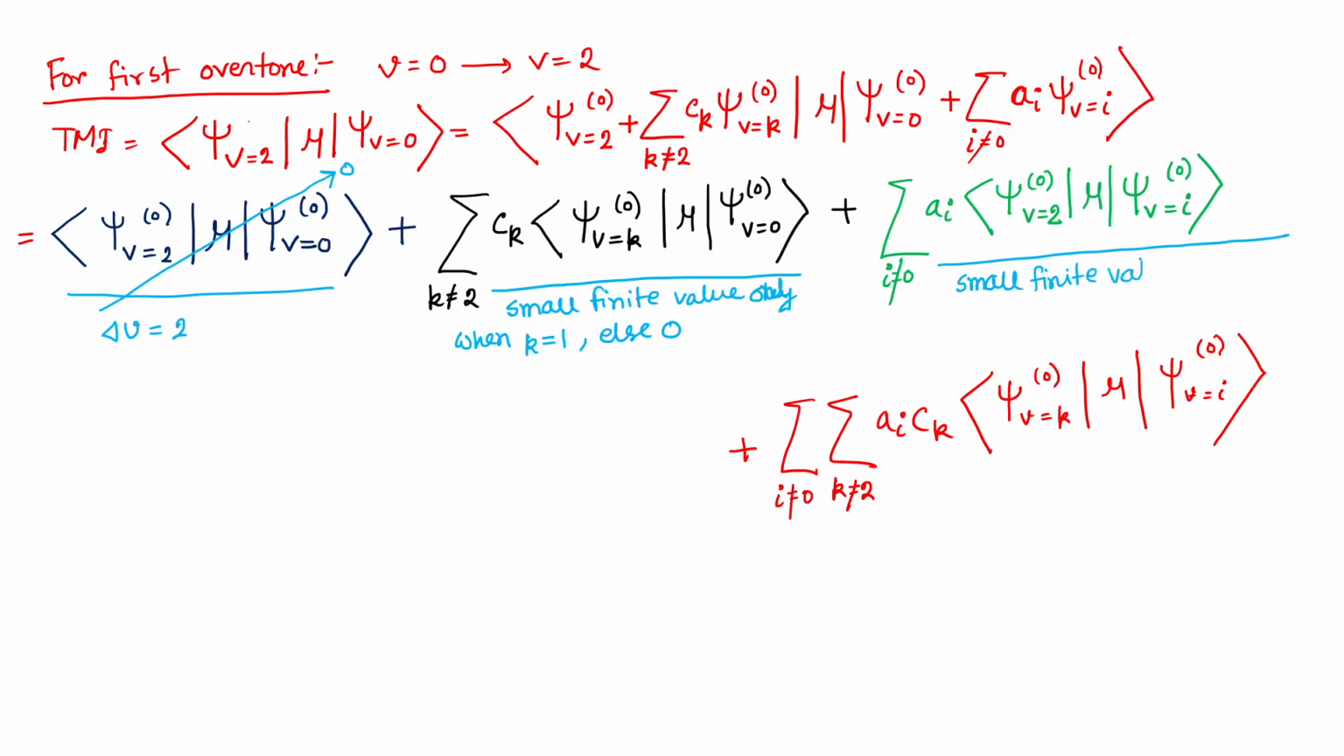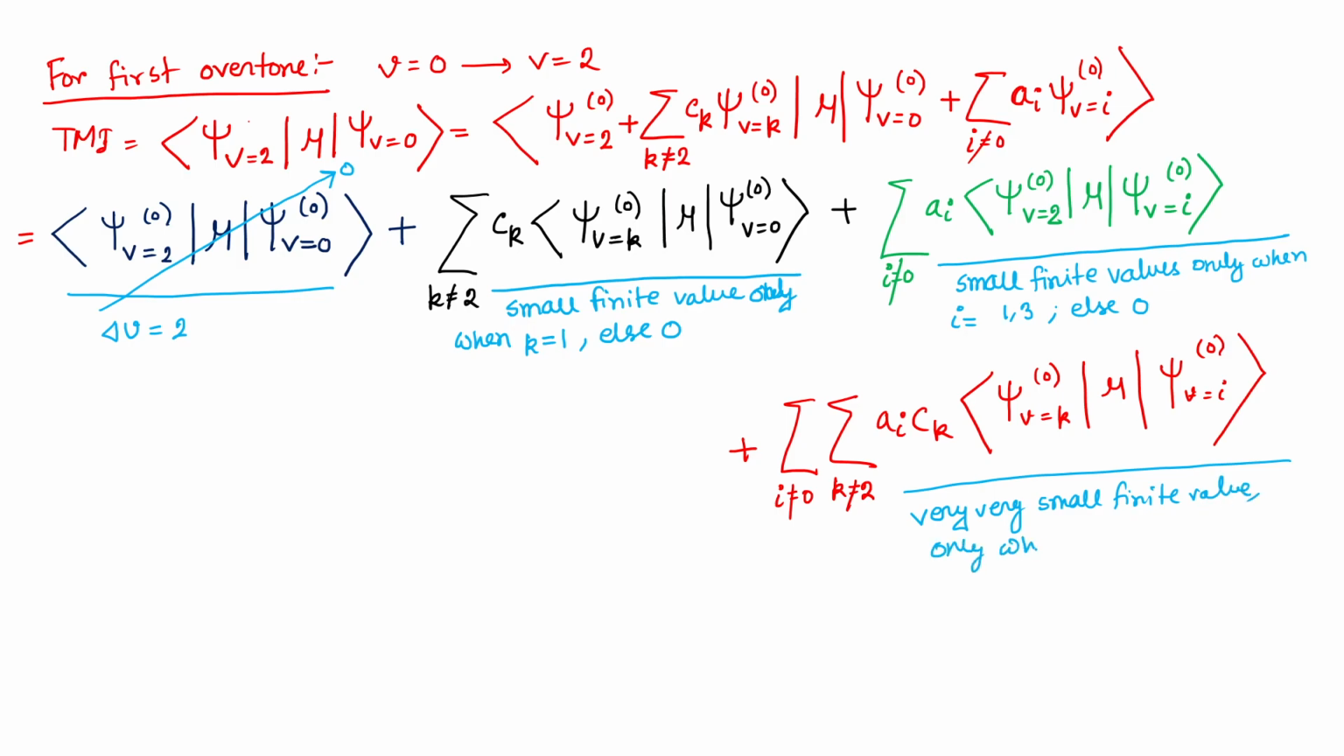Finite values only when i equals 1 or 3, else 0. This also gives us a very small finite value only when k is i plus minus 1, else 0.